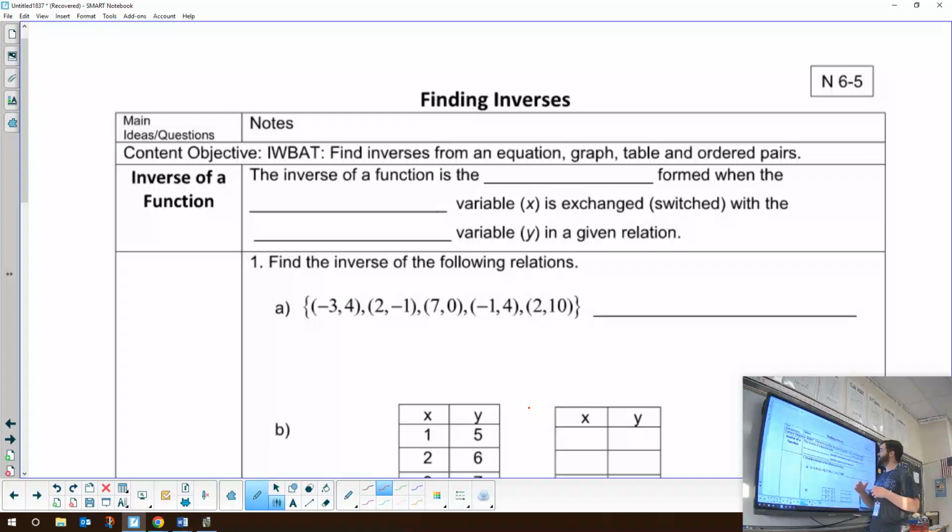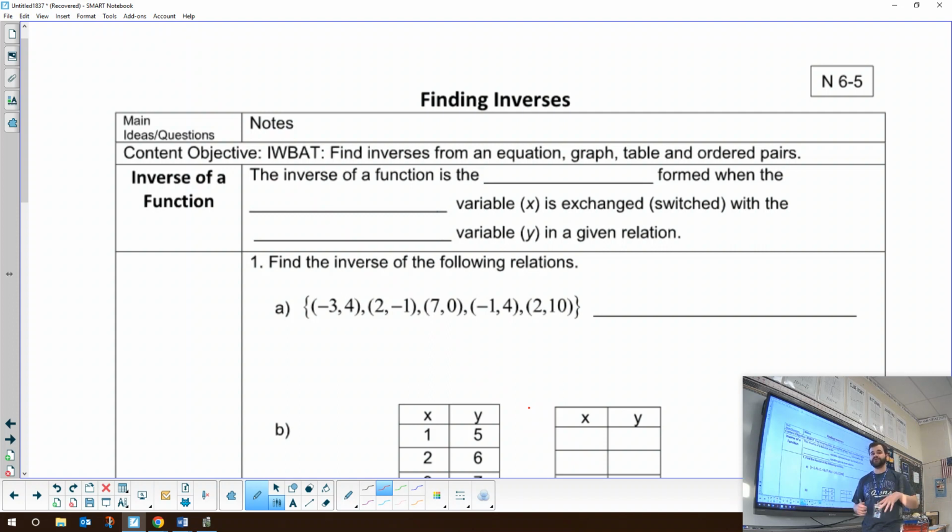Hey guys, today we're talking about inverses. This is the first time it talks about inverses. We're going to do it a few more times as the year goes on. But today we're talking about inverses specifically with quadratic and square root equations, but also just with any type of equation. So what is an inverse?